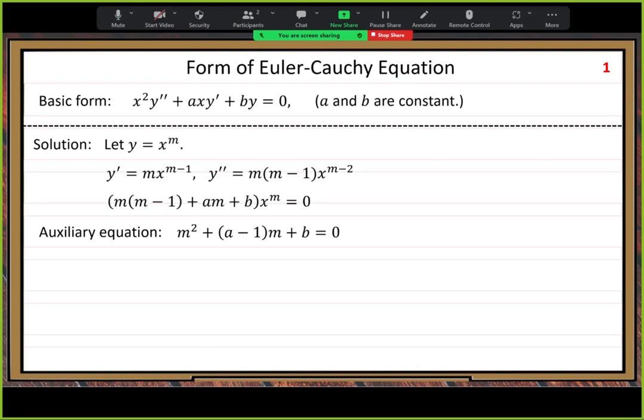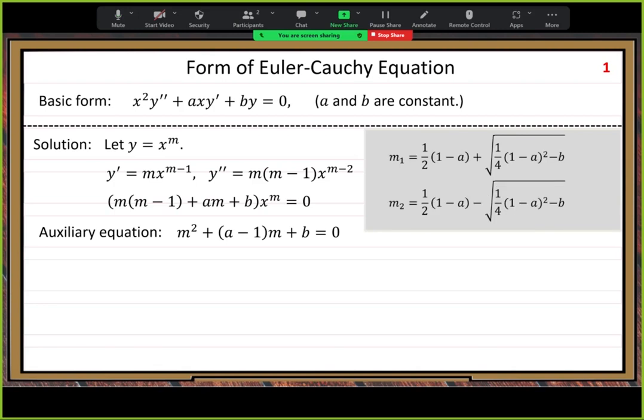Similar to our lambda case, but slightly different: there is an a minus 1 in this coefficient. Then we apply the quadratic formula and write the expressions m1, m2 this time.